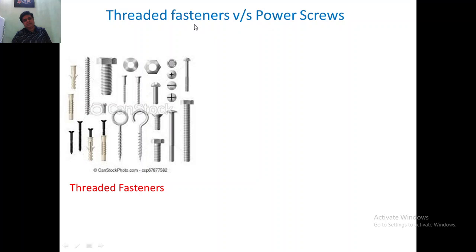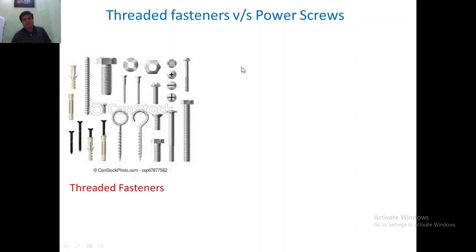Why are we comparing power screws with threaded fasteners? Because the function of power screws is also based on threads or threaded profiles. But the way power screws are applied is different from threaded fasteners. Fasteners, as the name indicates, are used to clamp components together. For example, screws, nuts and bolts are used to join different machine elements or mechanical components temporarily.